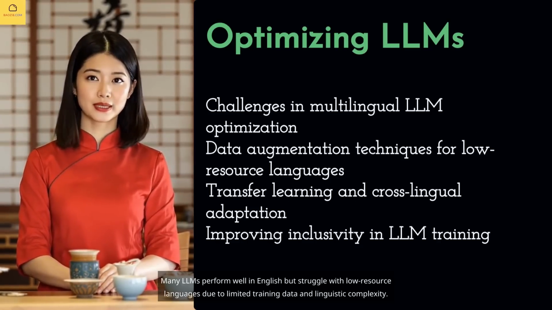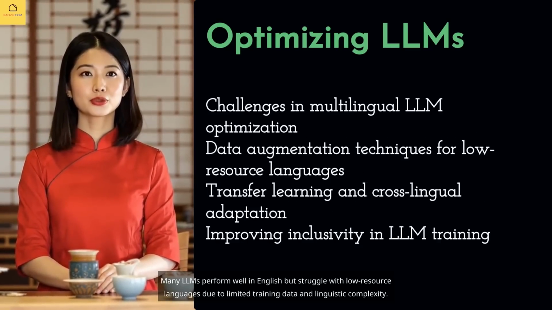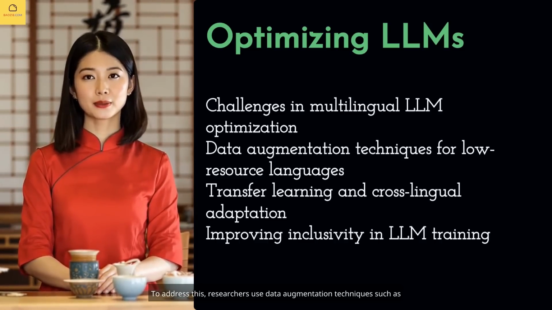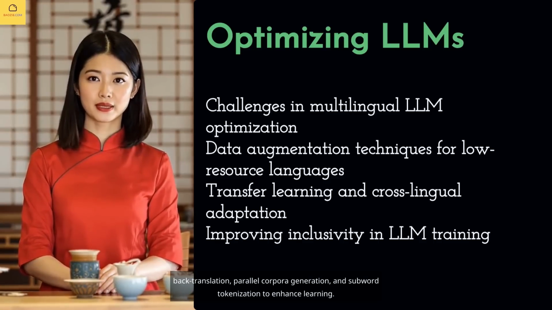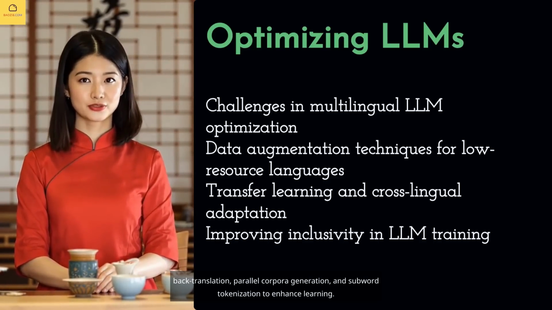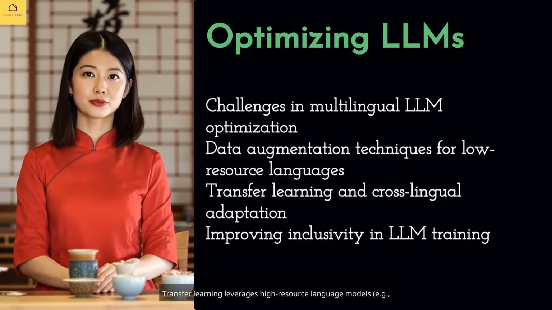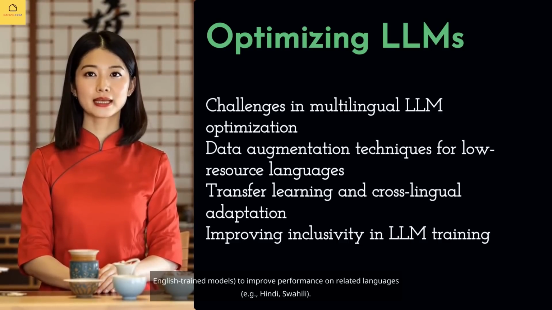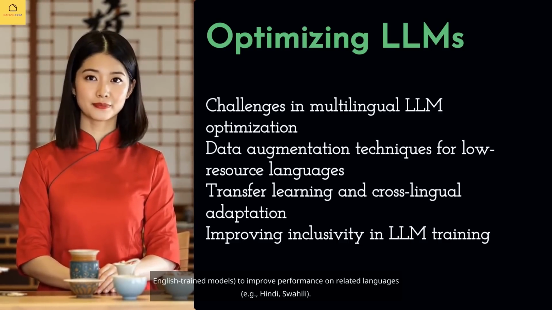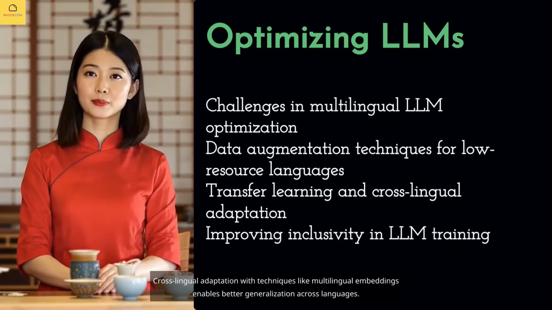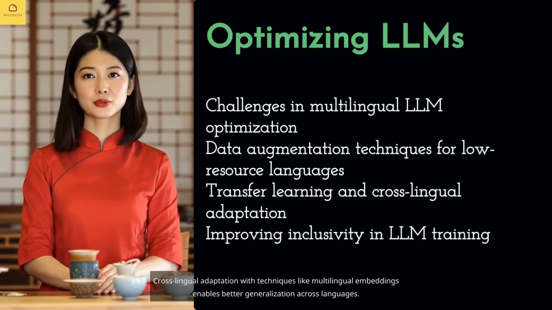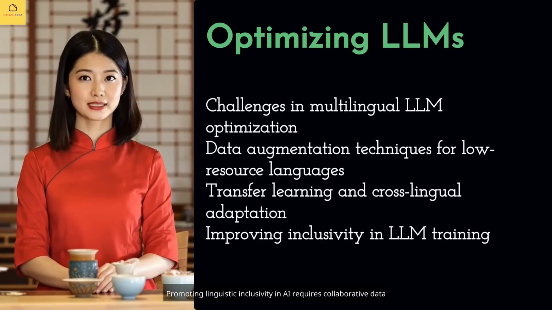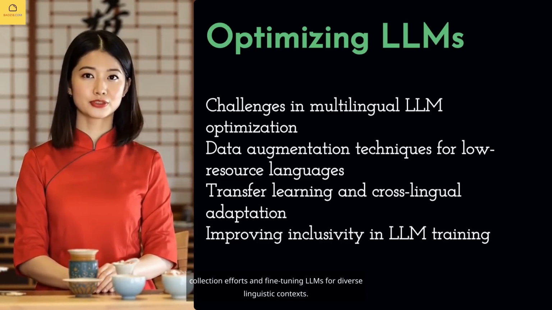Many LLMs perform well in English but struggle with low-resource languages due to limited training data and linguistic complexity. To address this, researchers use data augmentation techniques such as backtranslation, parallel corpora generation, and subword tokenization to enhance learning. Transfer learning leverages high-resource language models, e.g., English-trained models, to improve performance on related languages, e.g., Hindi, Swahili. Cross-lingual adaptation with techniques like multilingual embeddings enables better generalization across languages. Promoting linguistic inclusivity in AI requires collaborative data collection efforts and fine-tuning LLMs for diverse linguistic contexts.